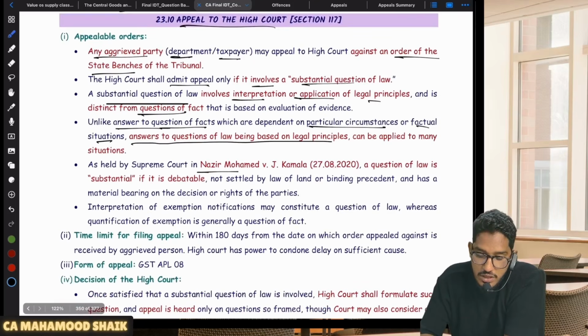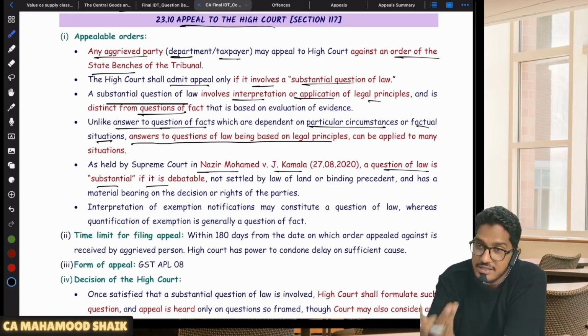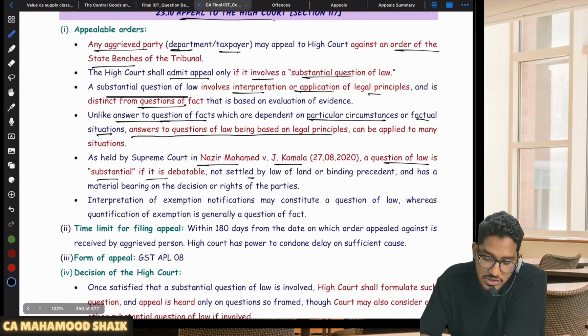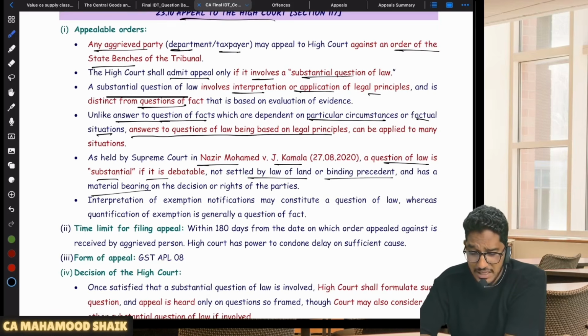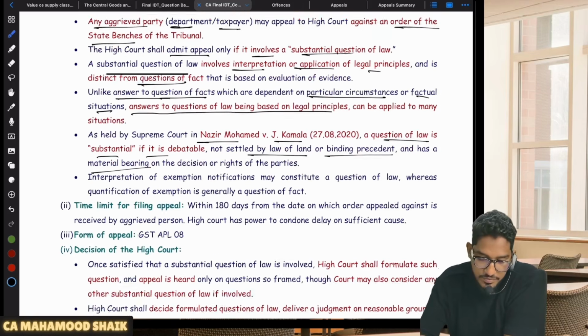As held by the Supreme Court in Nazir Muhammad versus J. Kamala, a question of law is substantial if it is debatable. If two people are having different views regarding the implication of law, that is a question of law. And it is not settled by the law of the land or binding precedent and has a material bearing on decisions. That means some conflict is there, which is not getting sorted out, because of which differences are coming. That we call a question of law.